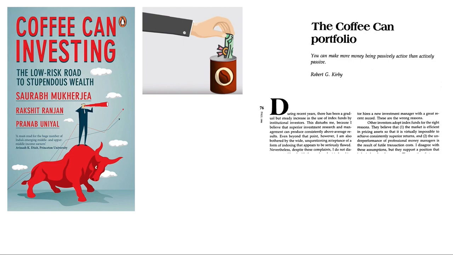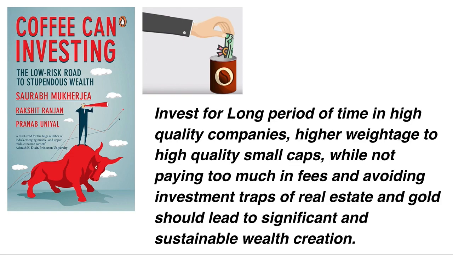The key summary of this book is if you invest for a long period of time, so you are passively active, and if you invest in high quality companies, this is the key, high quality companies, and higher weightage on high quality small caps, also large caps, while not paying too much in fees. This is the most important factor. Fees and avoiding investment traps of real estate and gold should lead to significant and sustainable wealth creation. So that is the key summary of this book.